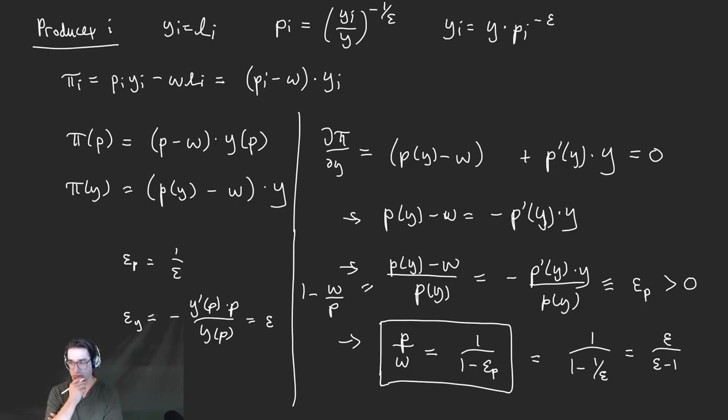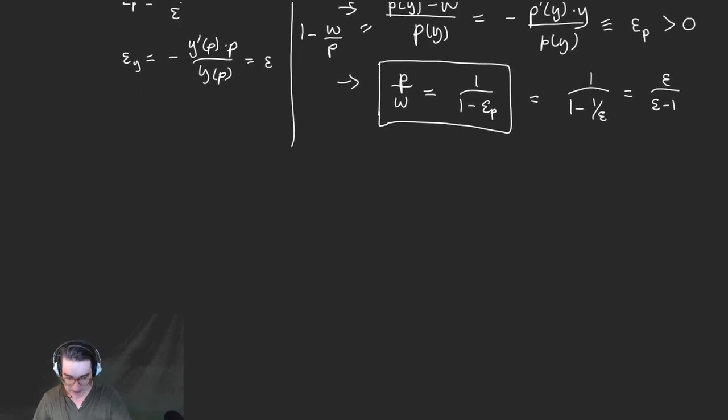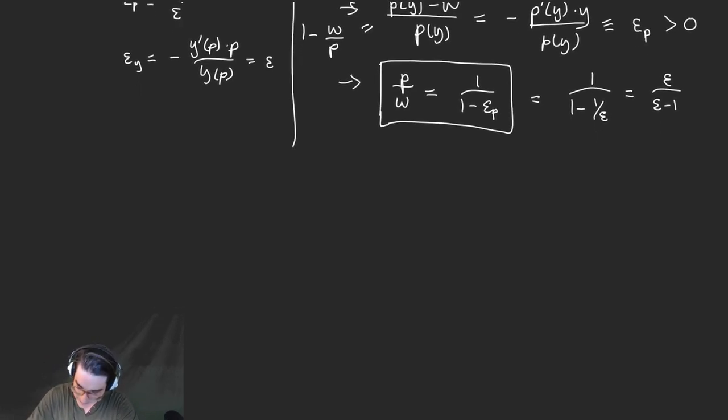All right, so we have something. We have a little bit, not everything, not even close to everything, but we have something. So in particular, now we know the price markup.